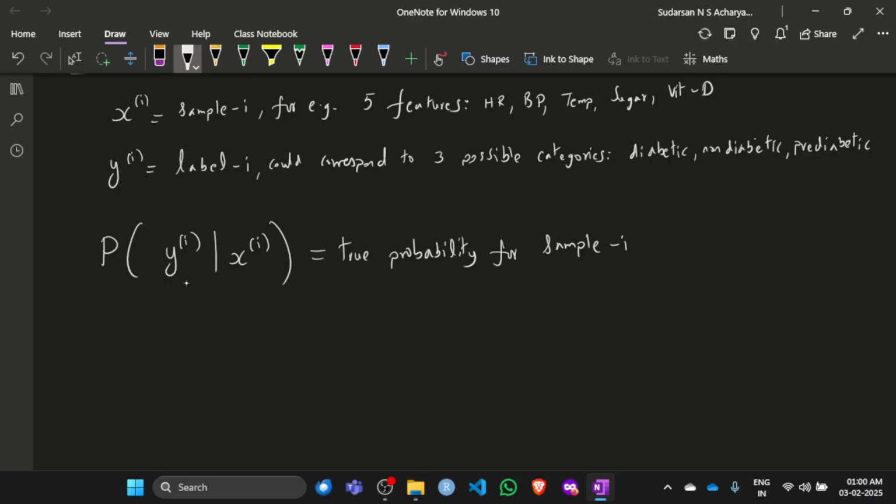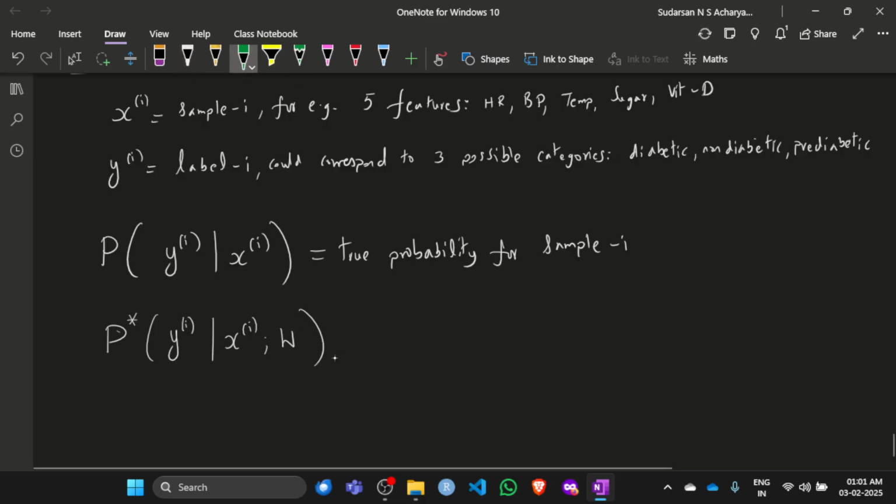What does a machine learning model do, for example, a softmax or a neural network model? It has a probability that it's predicting, right? So I'll call it P star. It's predicting what's the probability that the patient belongs to the label y_i, given that they are x_i, right? And then the model generally uses some weights and biases. So I'll just put it as W, representing all the model parameters.